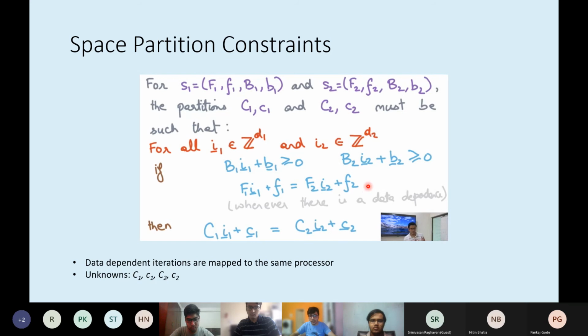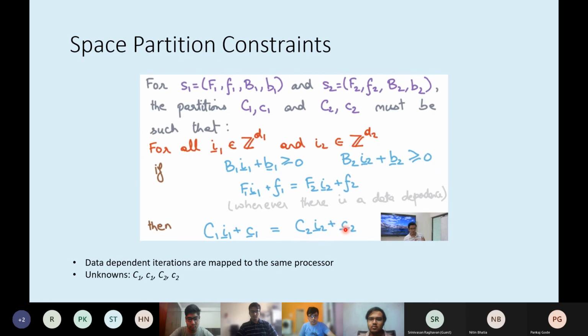and there's one more condition, that at least one of the accesses is a write, then our affine partition should satisfy that capital C1 i1 plus small c1 equals capital C2 i2 plus small c2. That means that our affine partition should map these iterations which have a dependency to the same processor. We map these iterations to the same processor because we want to avoid data dependence violations. If we map them to different processors, then I may have data dependence violations because I do not know any order of these instructions getting executed, and I want synchronization to be parallel. So that's why we want to map all the data dependent iterations to the same processor.